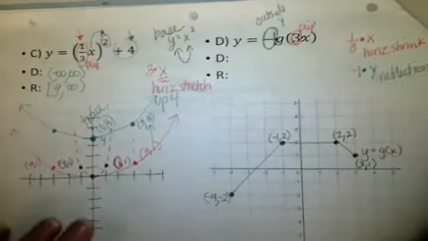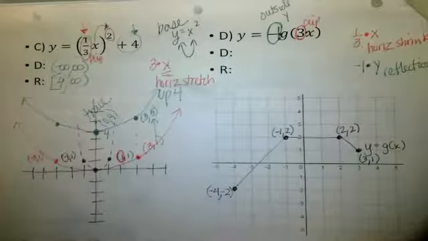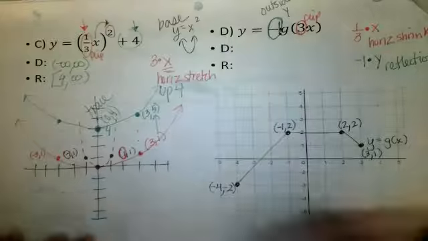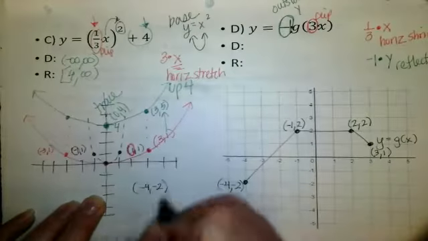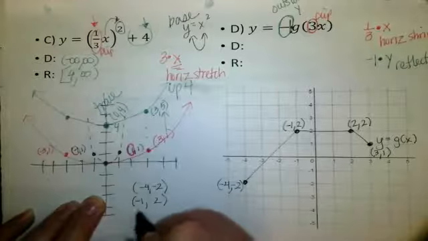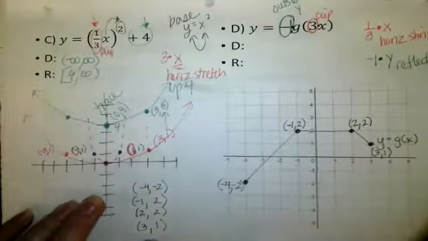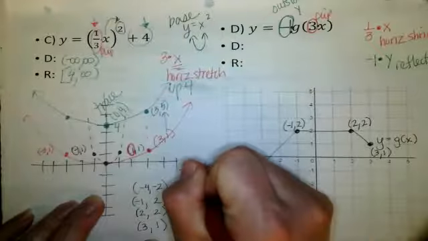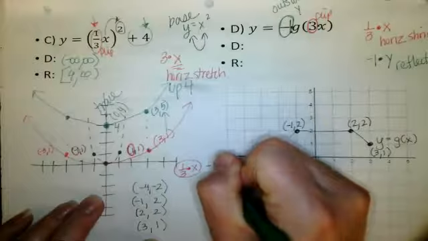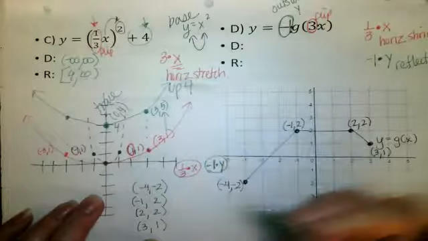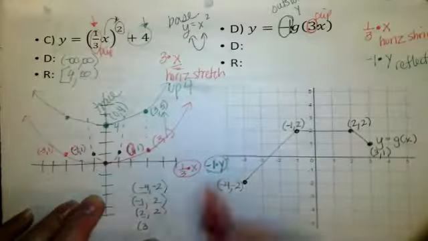Maybe I'll make a list, because sometimes when there's lots of things happening, it's hard to see what happens. Where do I have space? I have space down here. I want to make a list. My original points were -4, -2; -1, 2; 2, 2; and 3, 1. And I'm doing two changes. I'm going to take the x coordinate and multiply it by 1/3. And I'm going to take my y coordinate and multiply it by -1. So I'm going to change all of these x values.